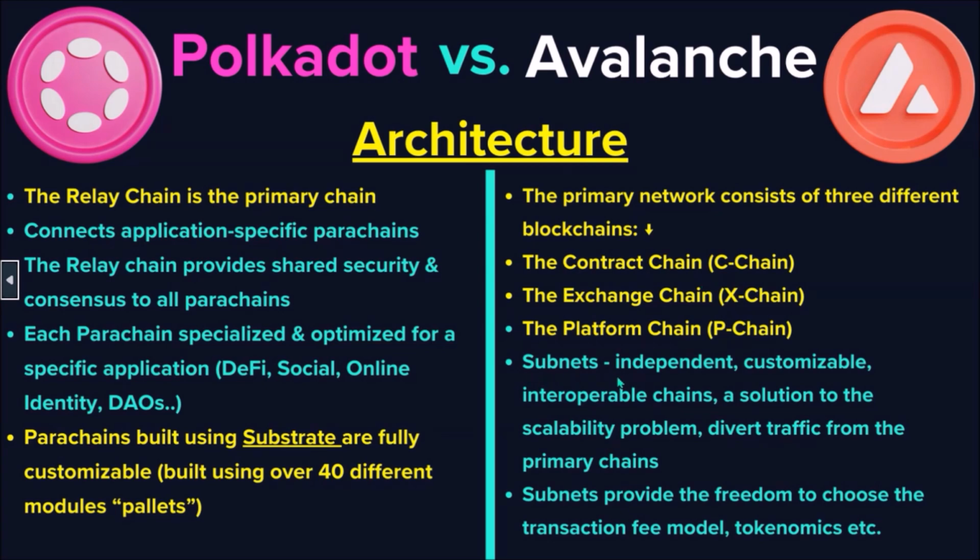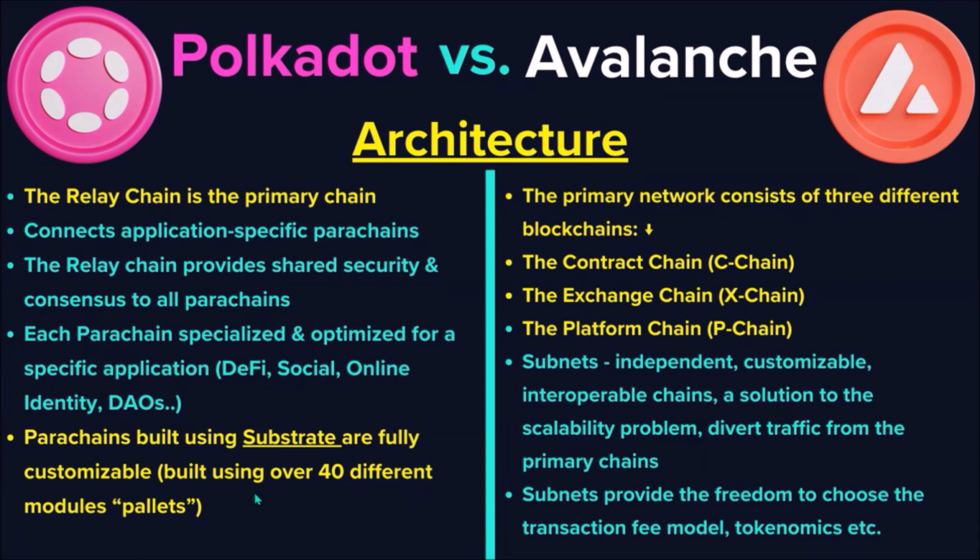Now, the key element of Avalanche architecture are subnets. Subnets can be viewed as the equivalent of Polkadot's parachains. Subnets are independent app chains, and similarly to parachains, they are specifically tailored for a specific application, and they are also very easy to launch as they require only a minimum of 5 validators. And also similar to Polkadot's parachains, subnets provide developers the freedom to choose a transaction fee model or tokenomics.